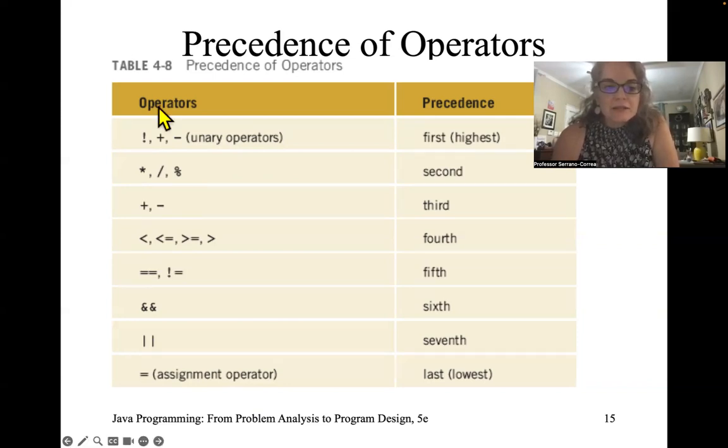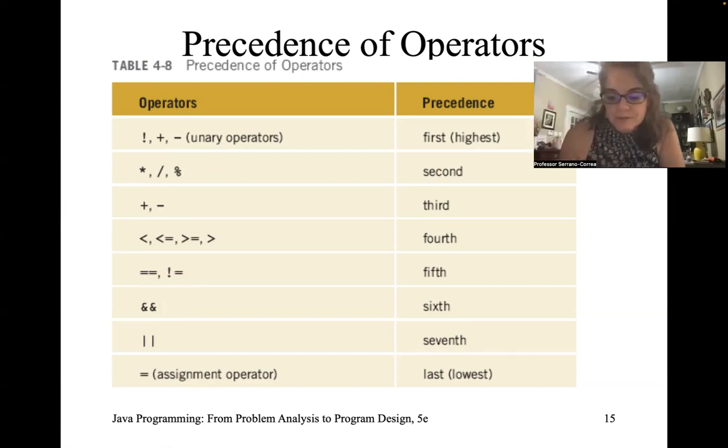Then after it does all of these, it looks at the relational operators, the less than, less than or equal to, greater than or equal to, or greater than. All these have the same precedence. Then next is the equal to or not equal to, then the and, then the or, then the assignment operator has the lowest precedence. So you have to learn this table here so that, on a quiz or a test, you're able to look at an expression and tell me if it's true or false.